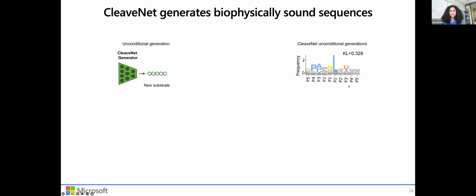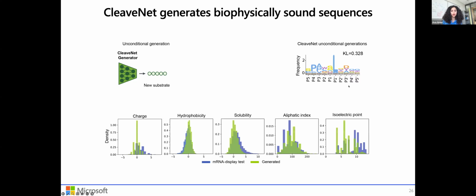Furthermore, we looked at scoring these generations for their predicted biophysical properties, including charge and hydrophobicity. And again, we were encouraged to see that, generally speaking, we are recapitulating the distribution of these biophysical properties across our generated sequences relative to the true natural substrates, or the substrates from the mRNA display set.